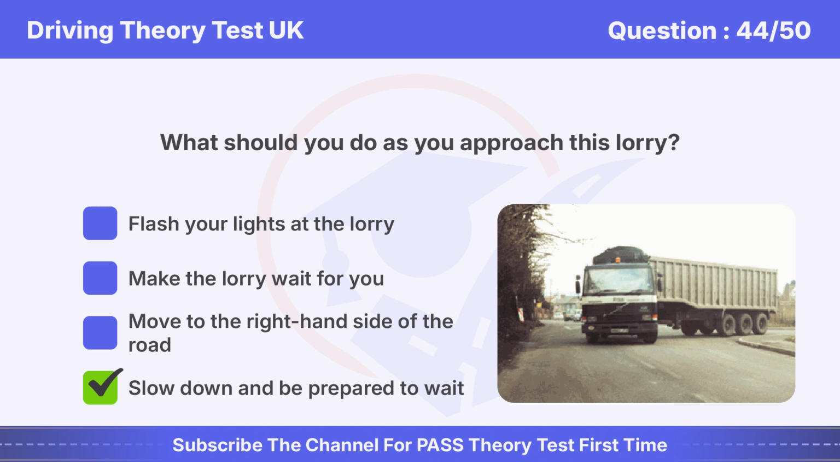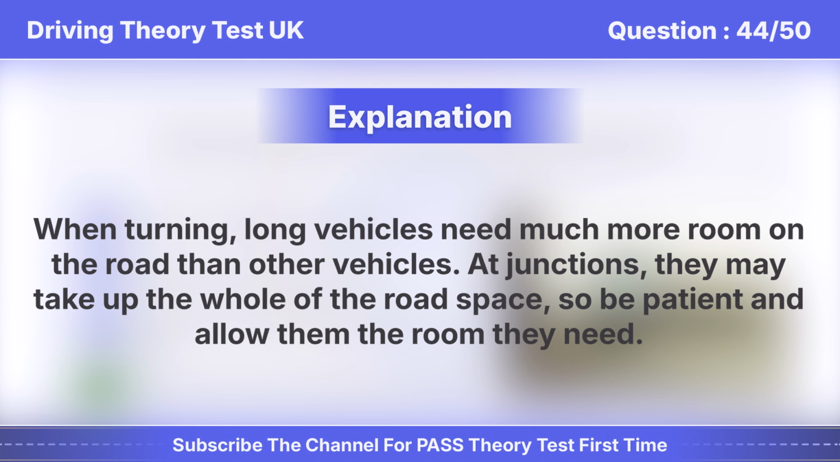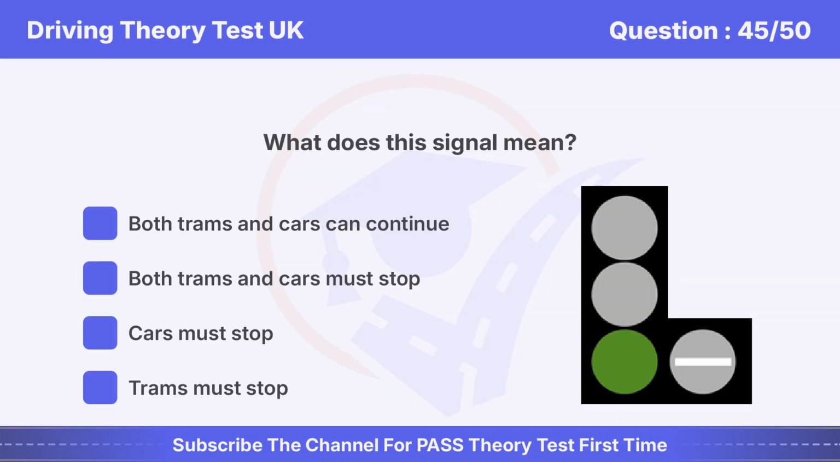Answer is D. Slow down and be prepared to wait. When turning, long vehicles need much more room on the road than other vehicles. At junctions, they may take up the whole of the road space, so be patient and allow them the room they need. Question 45. What does this signal mean?